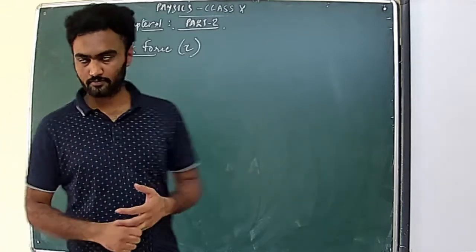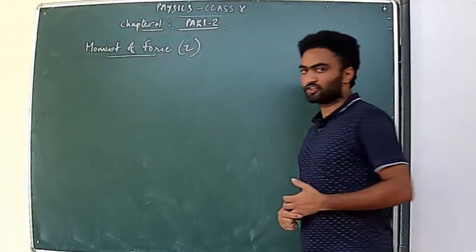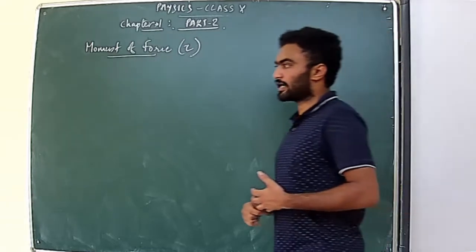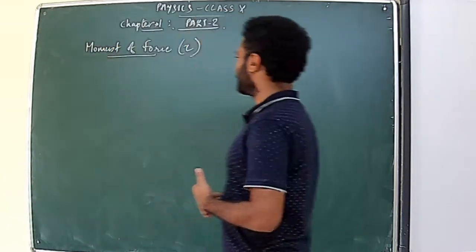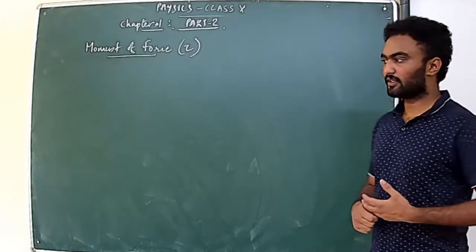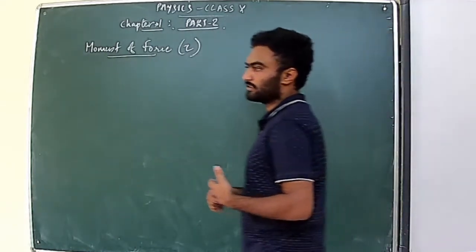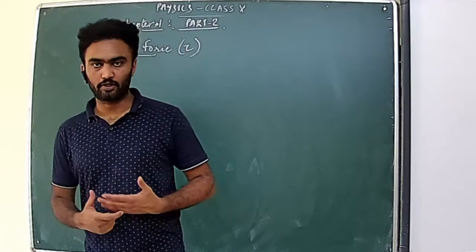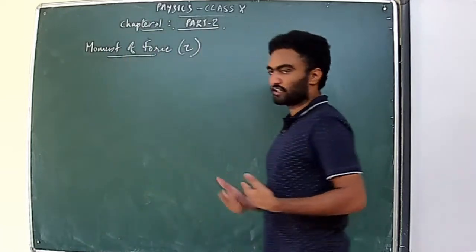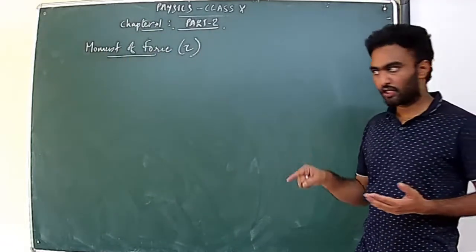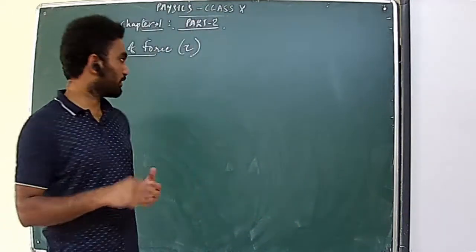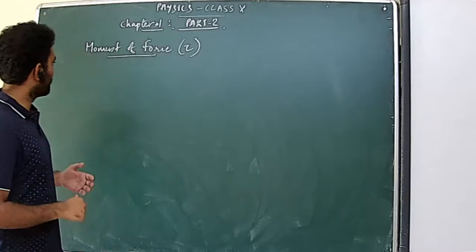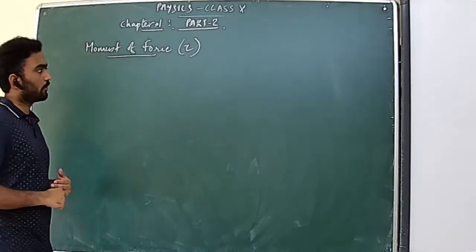So in the previous section we discussed translational motion and rotational motion of rigid bodies. In the case of rotational motion, we said that if the rigid body is pivoted or fixed at a particular point, then on the application of an external force it will rotate around that fixed point or pivot point. On that basis we are going to discuss this particular term, moment of force or torque.